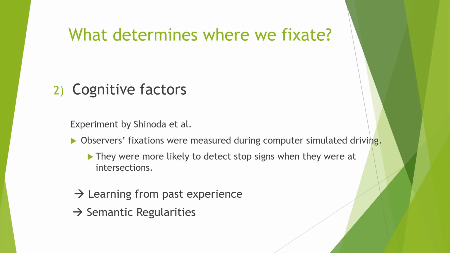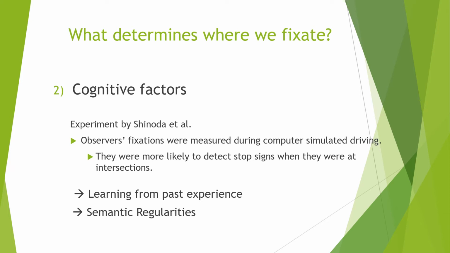Another example of cognitive factors comes from an experiment by Shinoda et al., where they were, again, doing the eye tracking, and they had people doing this simulated driving on a computer, and they had people detecting stop signs. And so participants were more likely to detect the stop signs when they were actually at the intersections of roads. And so sometimes they would have a stop sign just in the middle of a sidewalk, and people, not only were they less likely to detect those, but as you can imagine, they're less likely to look at those, because where we are looking for stop signs is at the intersections of roads to see if there's a stop sign there.